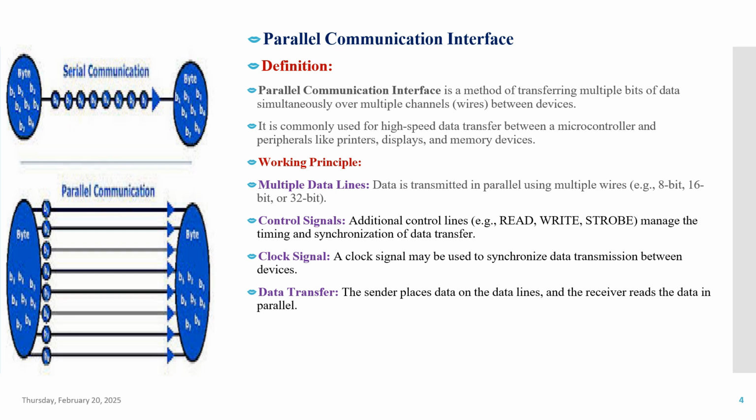And the last one is the data transfer process. The sender places data on the data lines, and the receiver reads the data in parallel, allowing for quick and efficient data transfer. So, this is the working principle of the parallel communication interface. Moving to the next slide.